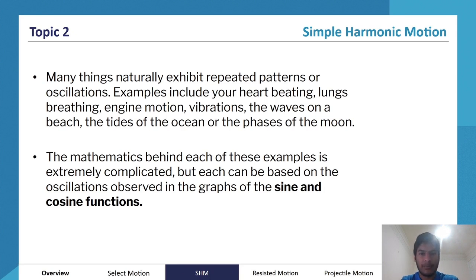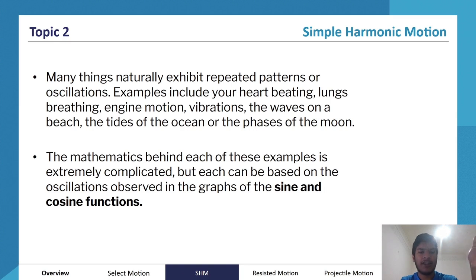So examples include heart beating, lungs breathing, engine motion, vibrations. Very important when you're talking about structures and things. Vibrations, when we're talking about frequencies that sort of resonate and amplify very significantly, you have to be careful in terms of what frequencies do that, particularly for certain types of structures. Waves on the beach, tides of the ocean, phases of the moon, all these things are simple harmonic. That is, they repeat in a periodic cycle, in a well-defined periodic cycle.